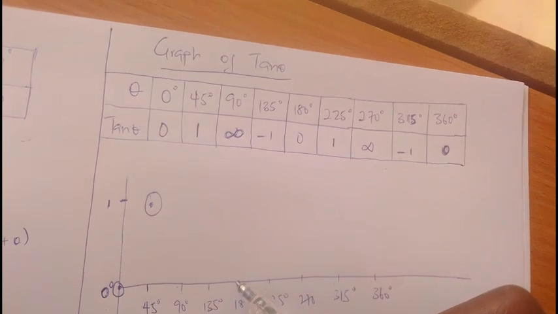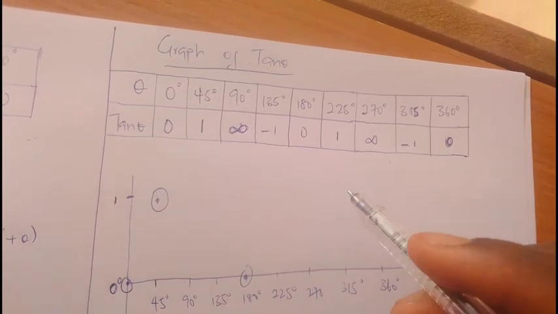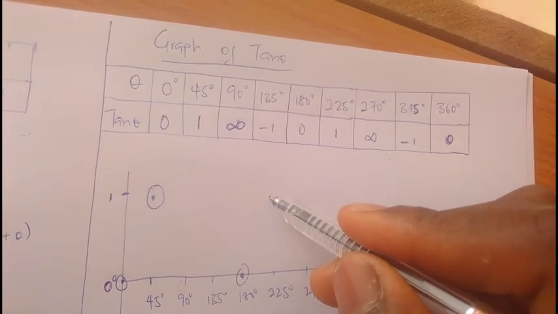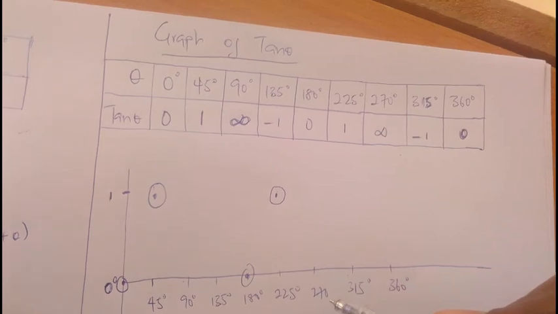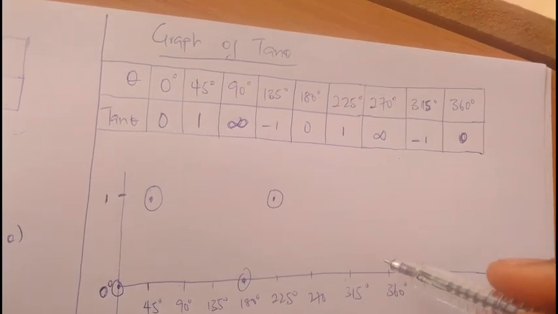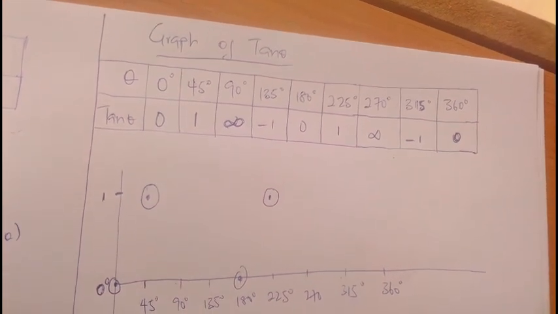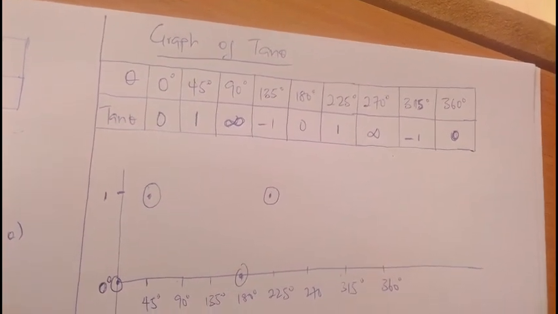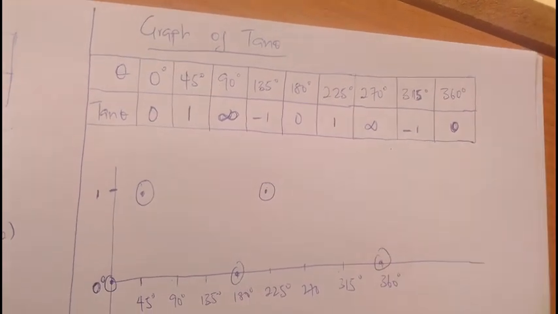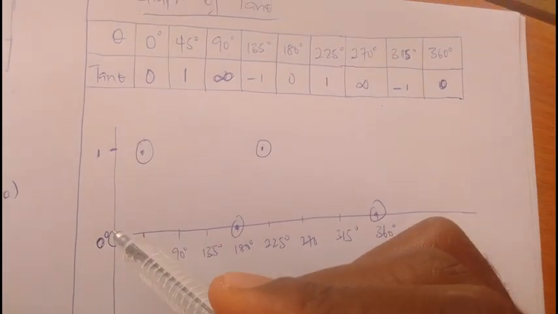The next one, I have 180, 0. Then I have 225, 1, so around this point. Then 270, infinity, the same thing, let me skip. Then finally, I have 315, minus 1, around this point. And I now have 360, 0.